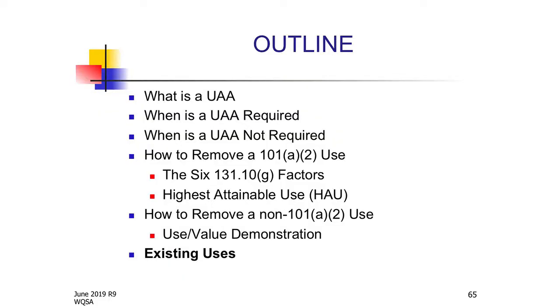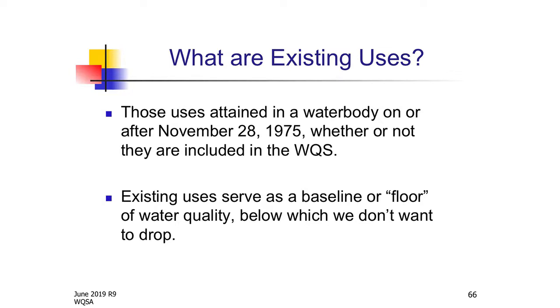Okay, existing uses. What are the existing uses? Okay, these are uses attained in a water body on or after, as we talked about, November 28th, 1975, whether or not they are included in the water quality standards. Existing uses serve as a baseline or floor of water quality below which we don't want to drop.